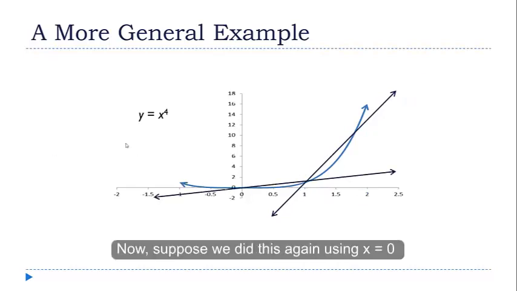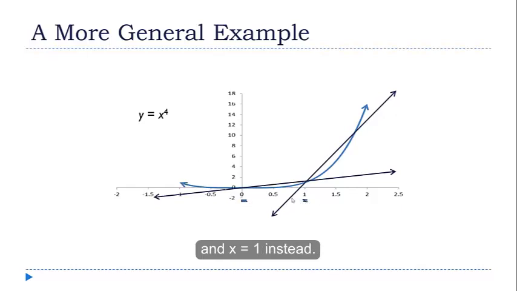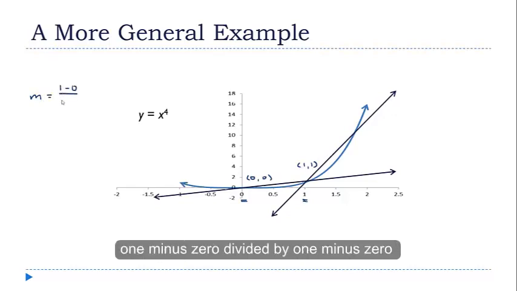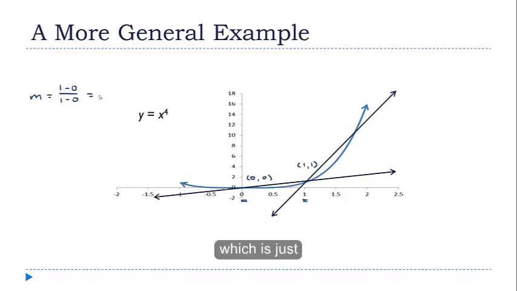Well, okay, now suppose we did this again. This time using x equals 0 and x equals 1 instead. Okay, well now the points are 0 comma 0 and 1 comma 1, which makes the slope 1 minus 0 divided by 1 minus 0, which is just 1.